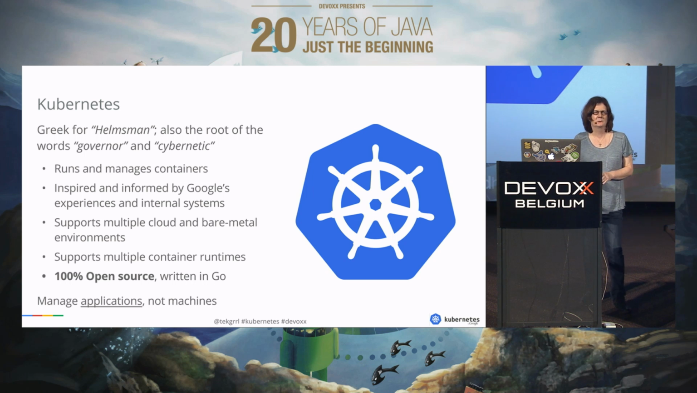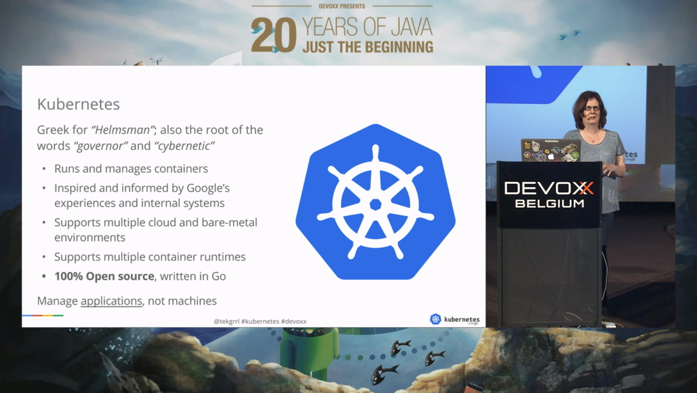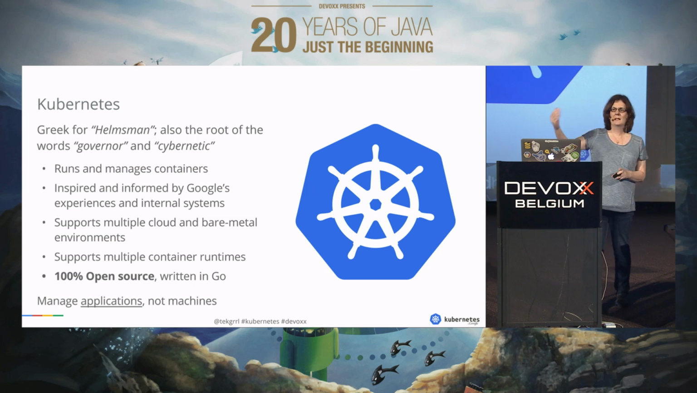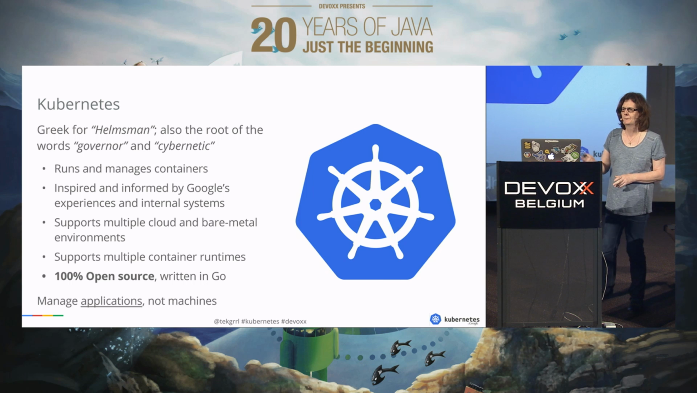Kubernetes is 100% open source and it's written in Go, like many large-scale applications nowadays. The whole theme to it, the ethos behind it, is to manage applications and not have to worry about managing infrastructure and machines. Although, for DevOps people, Kubernetes is also very, very useful, because it takes some of the nightmare out of managing configuration.